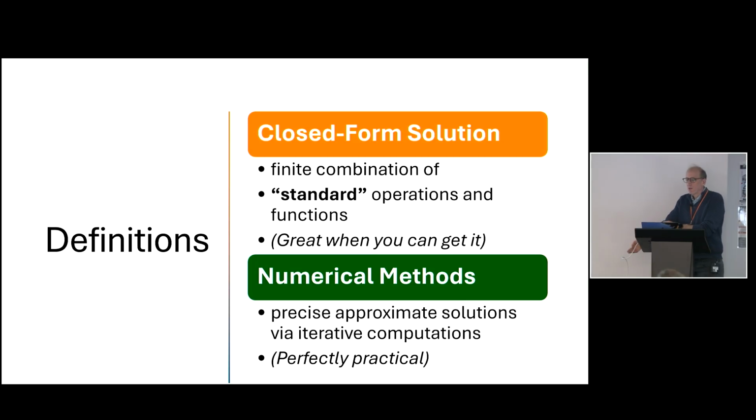Let me define what I mean by closed form solution. I mean some formula with a finite combination of standard operations. And standard operations here are going to be things like plus, minus, divide, sine, cosine, arctan, log, exponent, things like that. If you can get that, it's super nice. If you can't get that, we do have these great numerical methods that could get you your answer to as many decimal places as you want, usually pretty efficiently via some fast but iterative computation. And we'll see in many cases this is perfectly practical, but if we can get the closed form, we prefer that.